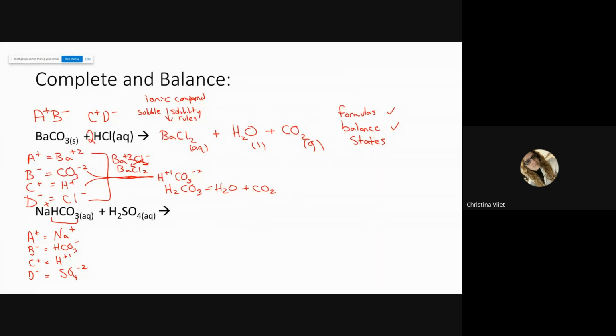Now that I've identified my ions, I can put together my products. Remember that the outer 2 parts go together and the inner 2 parts go together. So A goes with D and C goes with B. So what is A with D? Na plus with SO4 -2, and that product is actually Na2SO4. Okay, Na2SO4.